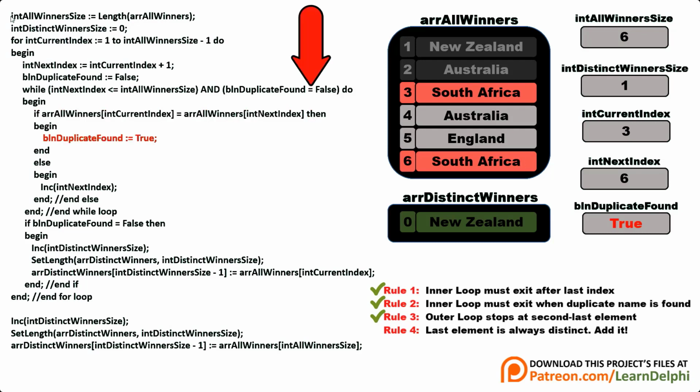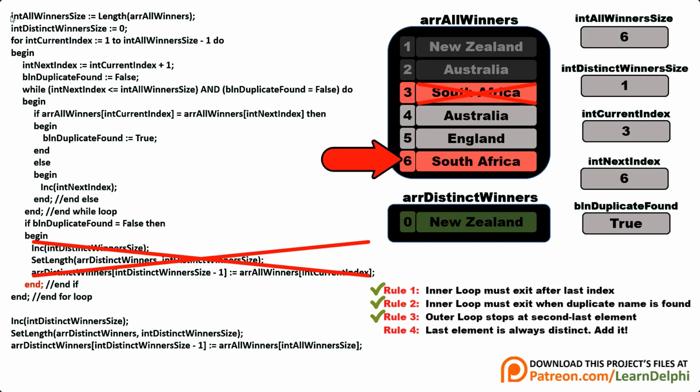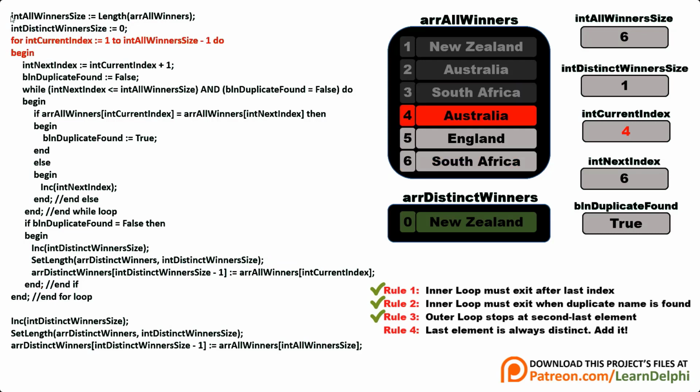Now this condition of the while loop is met, so the while loop exits. After exiting the while loop, another if statement checks if the boolean is false. The boolean is true. If the boolean is true, the if statement ends, without adding a new index in the dynamic array. So the first occurrence of South Africa is also ignored. We will catch the second occurrence later when the outer loop gets to the tail end of the array. The outer loop is not at the second last index yet, so the compiler jumps back to the top of the for loop. The current index increments to 4, and the second occurrence of Australia will now be used.